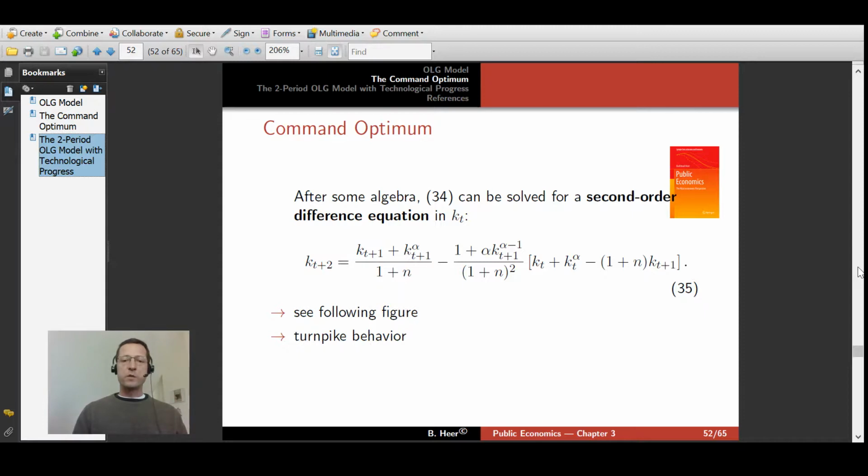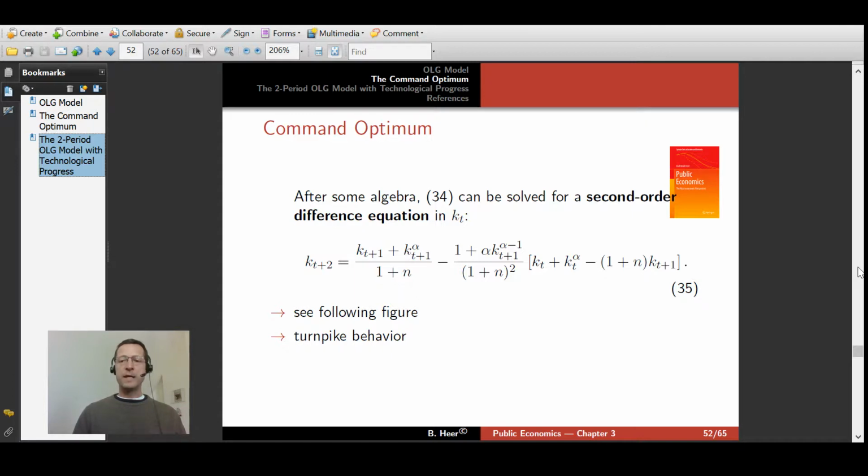Essentially, we're looking for 20 unknowns, k1 to k20, using 20 equations. So equation 35 for t equal to 0, 1, 2, and so on up to t equal to 19, which gives us 20 equations as well. Now we can, however, make use of the recursive structure.